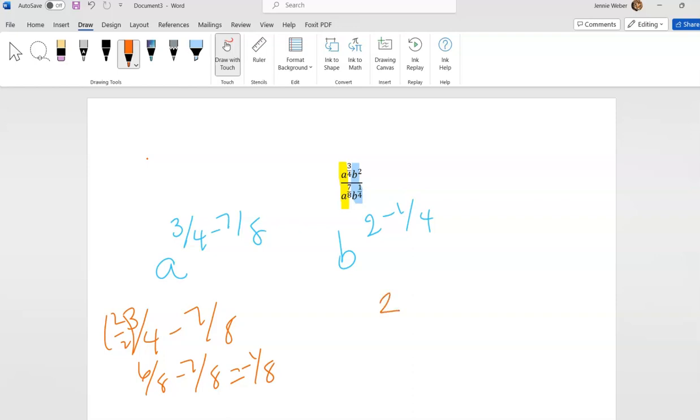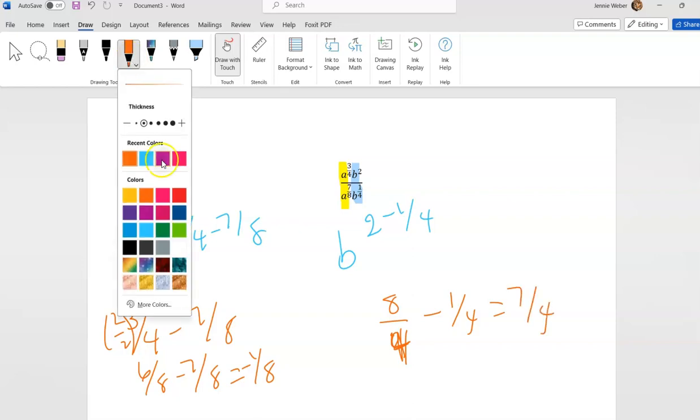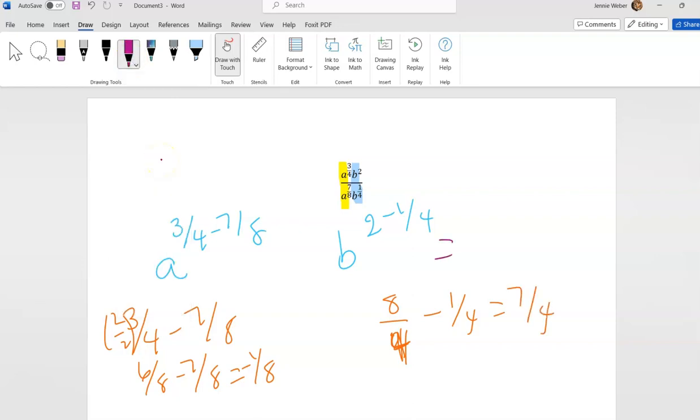And then over here, 2 over 1 minus 1/4. So then this is 8 over 4, okay? Because then that's the same as 2, which gives me 7/4. So what does this actually become? This becomes A to the negative 1/8, B to the 7/4.